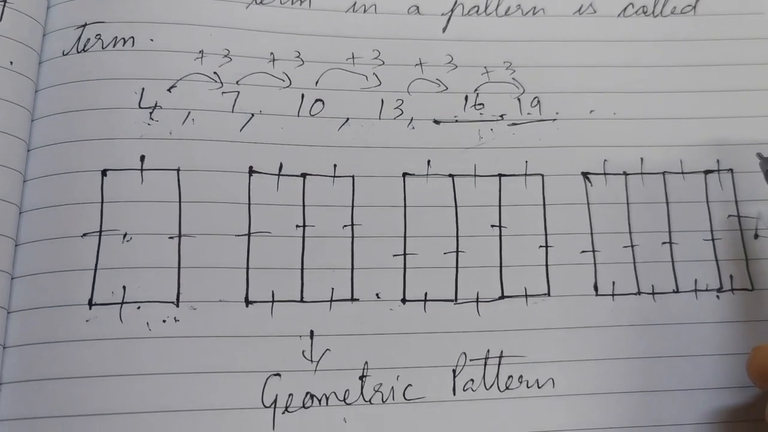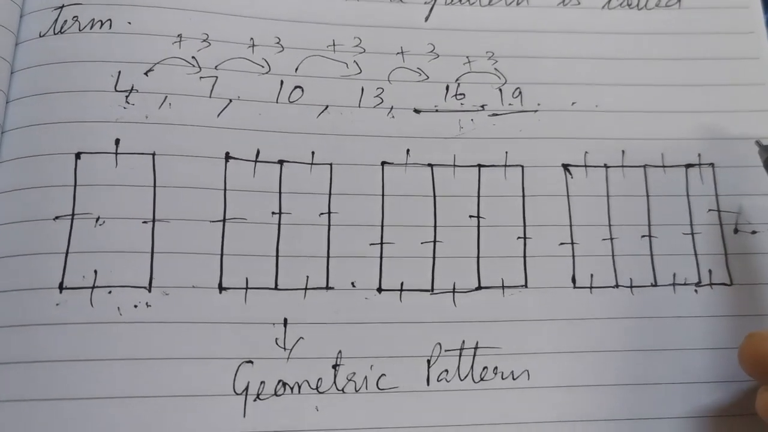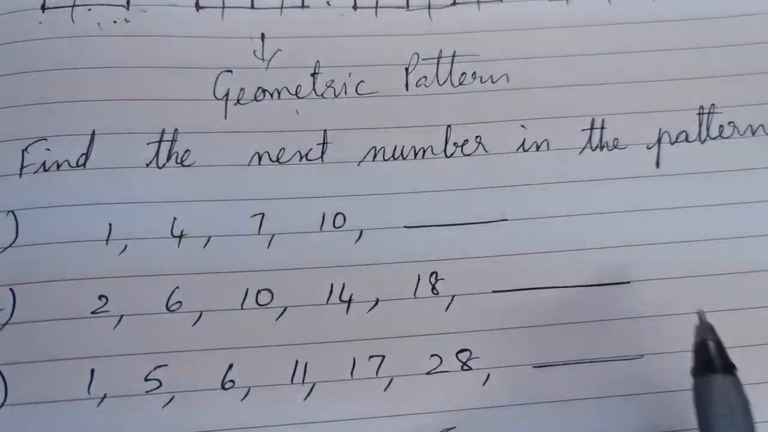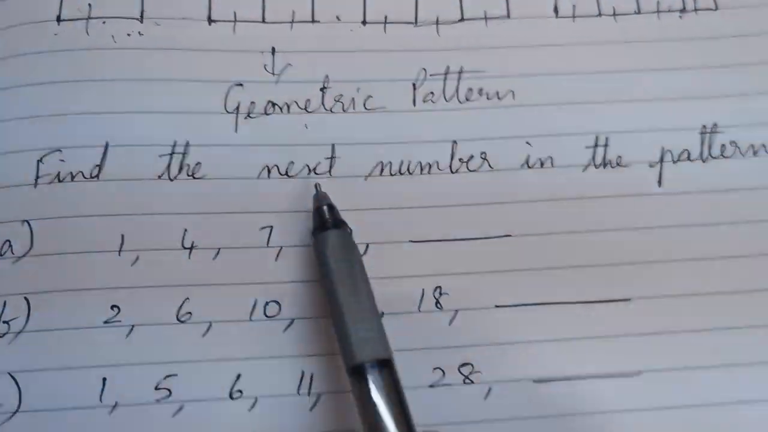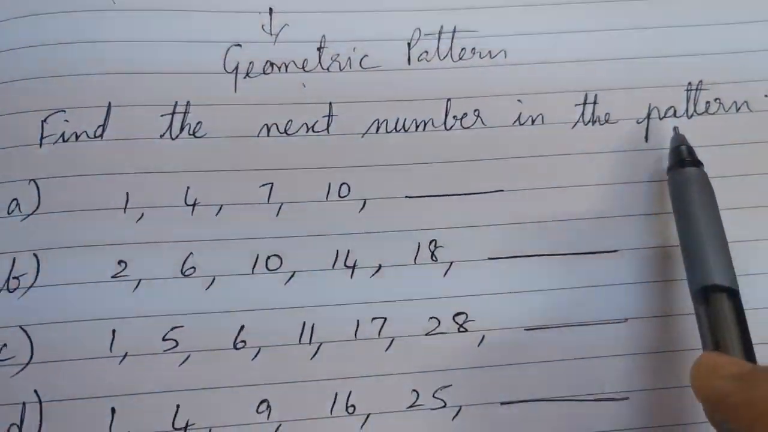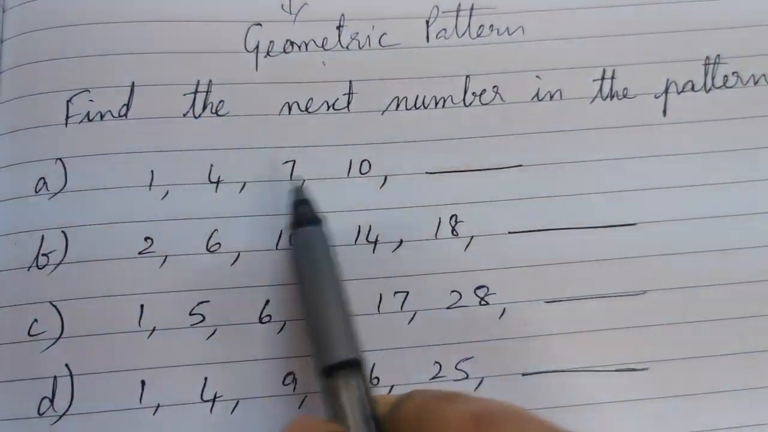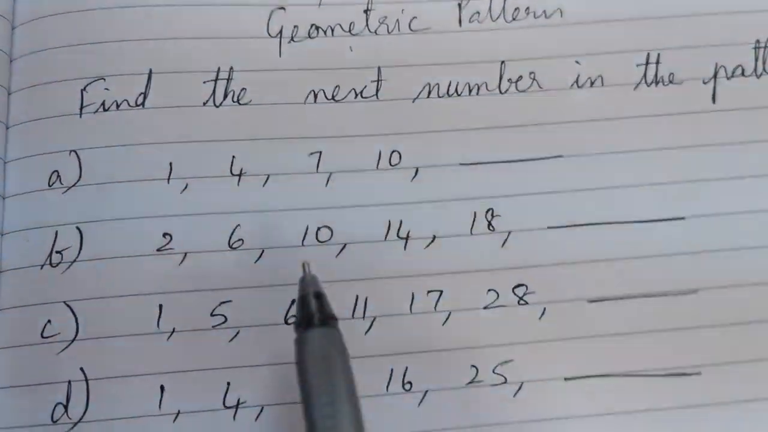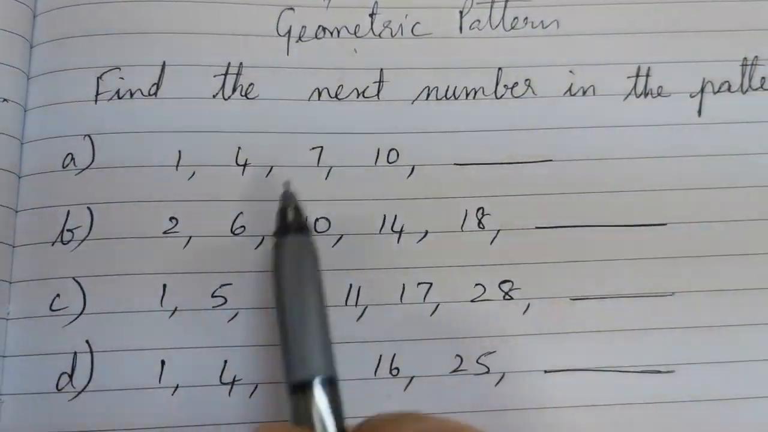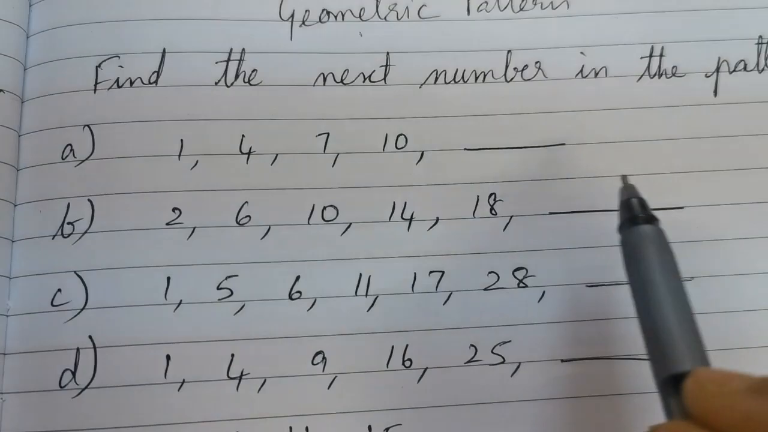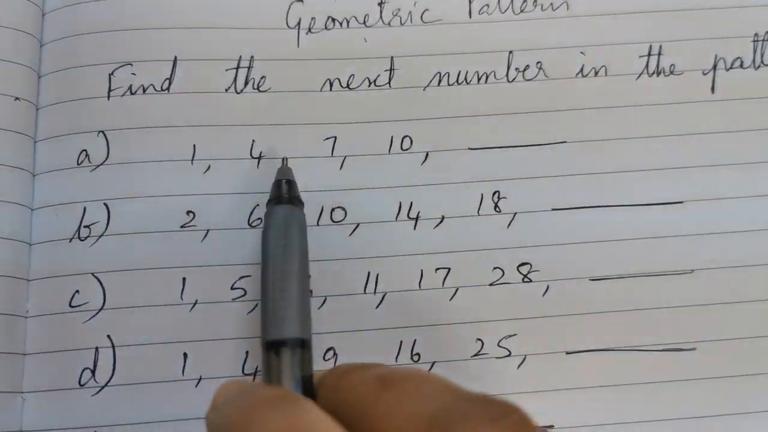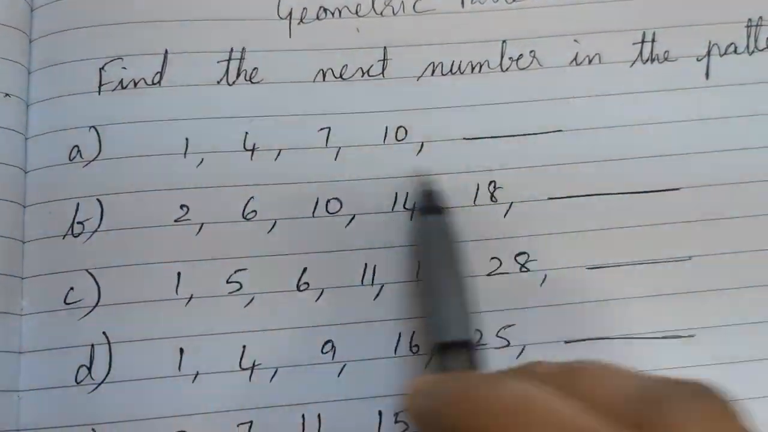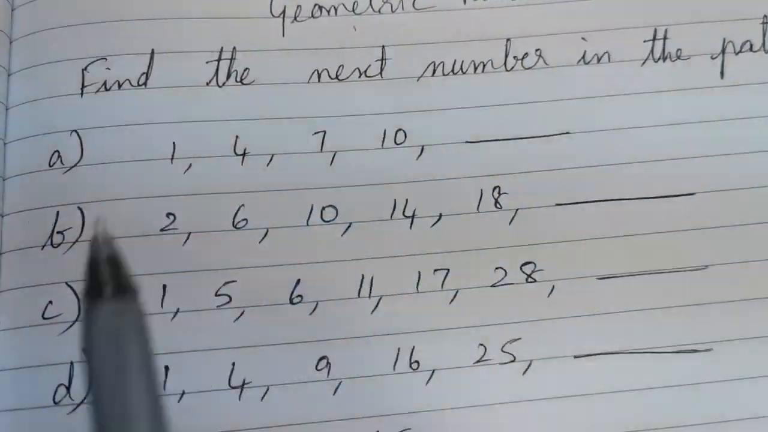This we will discuss in the next video. From this chapter, we may get questions of this form. Find the next number in the pattern. So we will be asked to find the next number. This may be a linear pattern or may not be a linear pattern. We have to find out what is the condition this particular pattern of numbers follows.